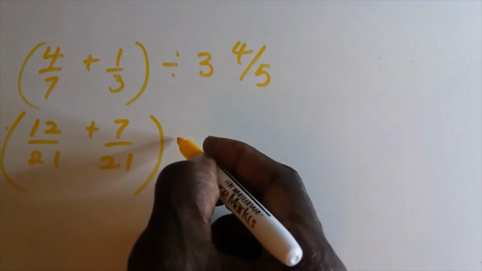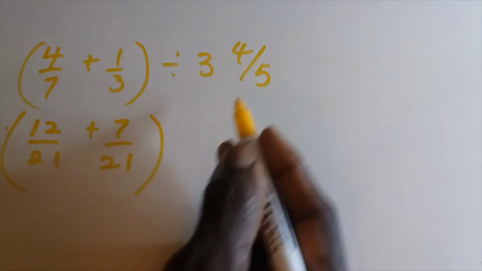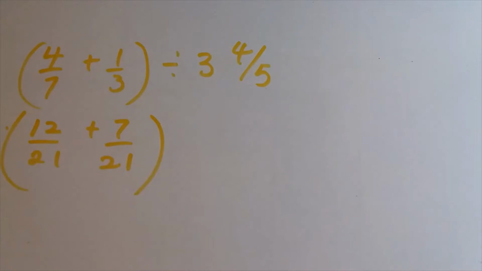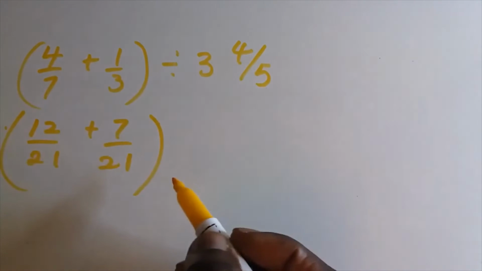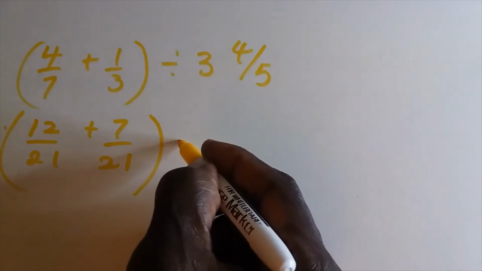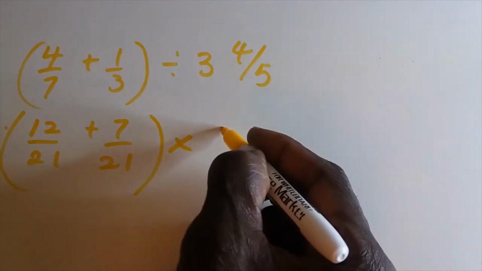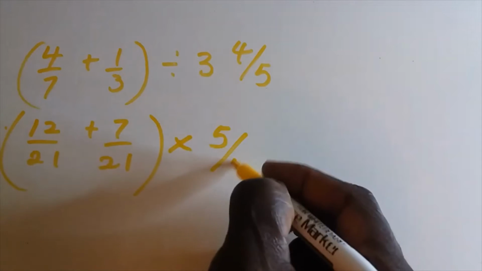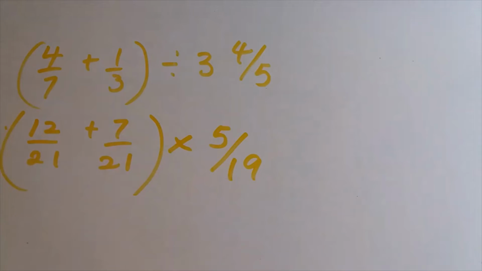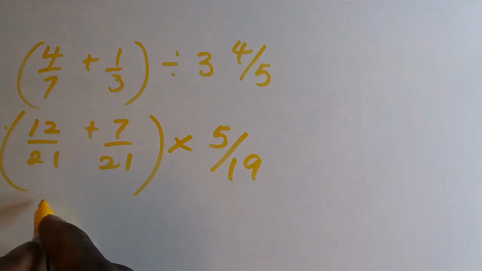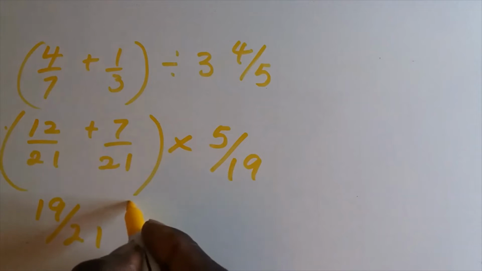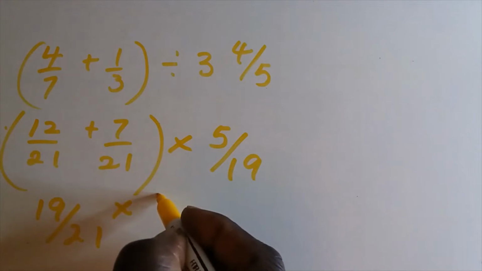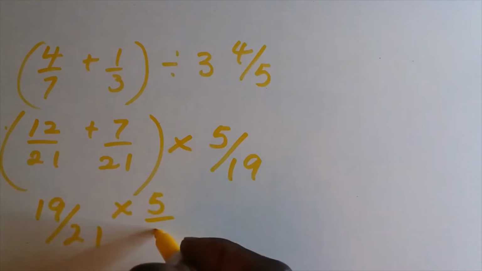And now, instead of dividing by 3 and 4/5, we must turn this into an improper fraction. So that's 5 3s, 15, and 4, 19 over 5. But we'll multiply by 5 over 19. Now this gives us 19 over 21. And now we're multiplying by 5 over 19.